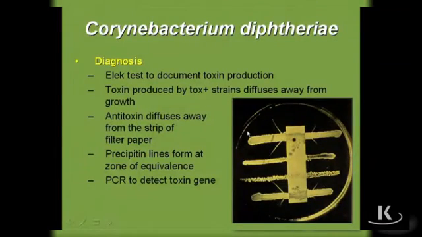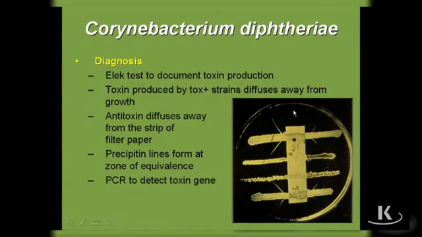Now, diagnosis. I told you I wanted you to remember that Corynebacterium diphtheriae is a toxigenic Corynebacterium, but we have many normal flora organisms that are Corynebacterium. Okay? So when we try to diagnose this, we have to differentiate your normal flora diphtheroids from toxigenic Corynebacterium diphtheriae. And the test that's used for that is called the Elek test. Now, I'm going to describe the Elek test on the slide.